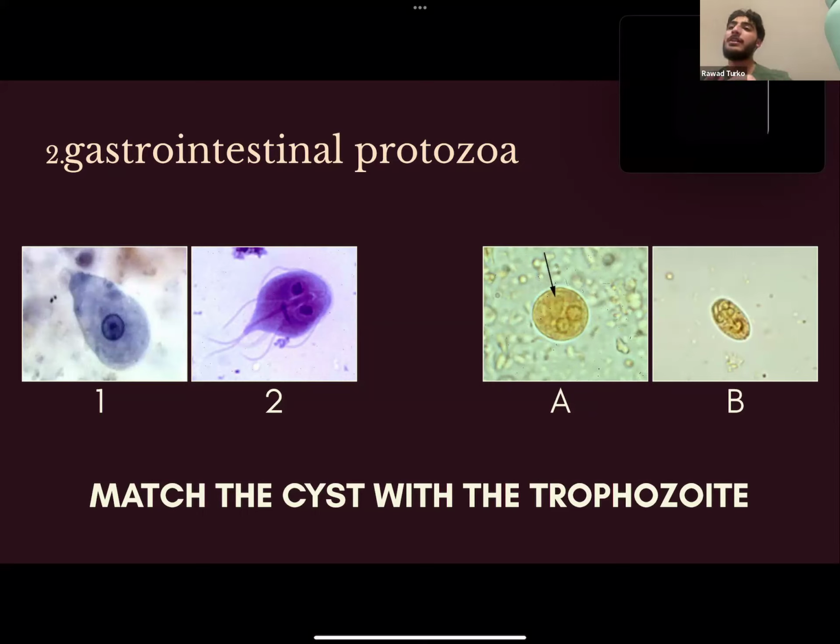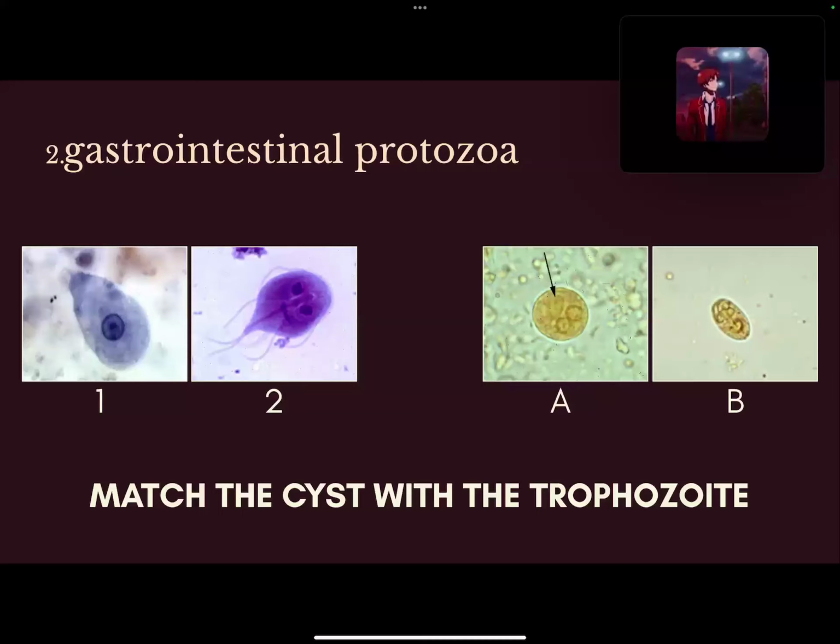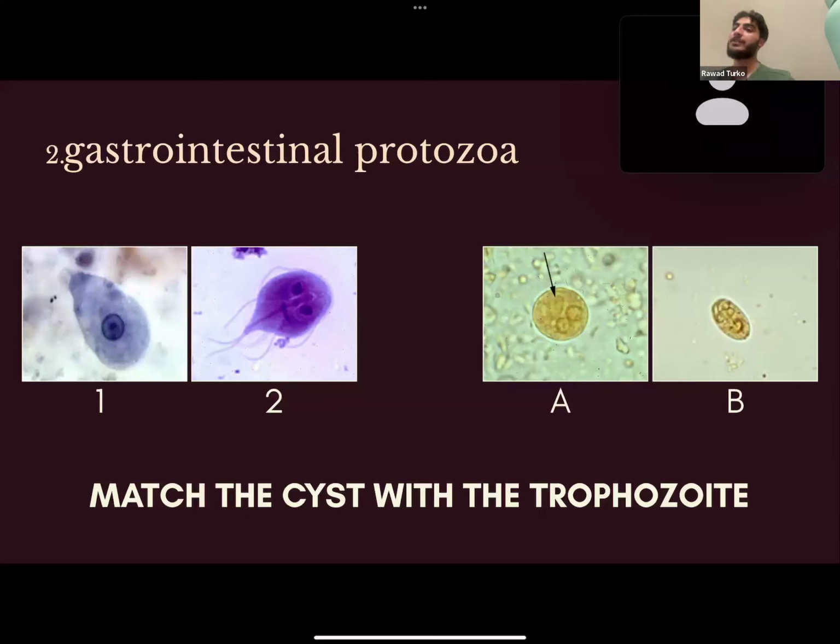Which one causes bloody diarrhea or blood streaks? 1A. 1A, which would be the Entamoeba. Exactly. Perfect. So when I get these questions for you guys, I'm going to be using different pictures.